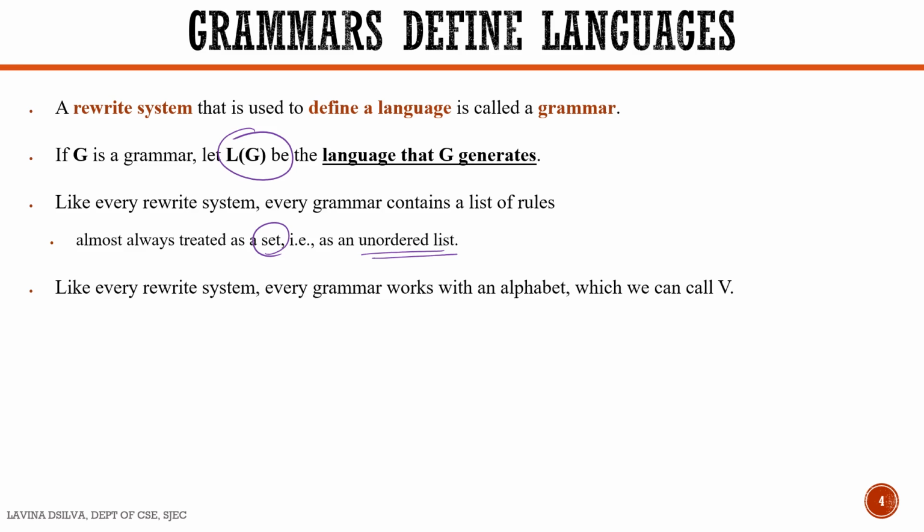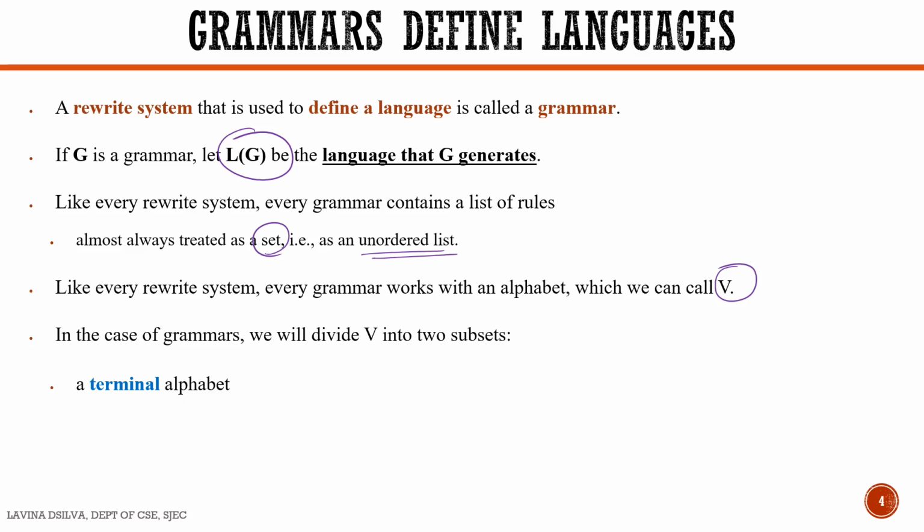Also, like every rewrite system, each grammar works with a set of alphabet. And the representation for this set of alphabet is V. And V has got two subsets. And these two subsets are the two terminologies which I introduced earlier, a terminal alphabet and a non-terminal alphabet. We also call it a terminal symbol or a non-terminal symbol. Let us see the definitions of these two terminologies.